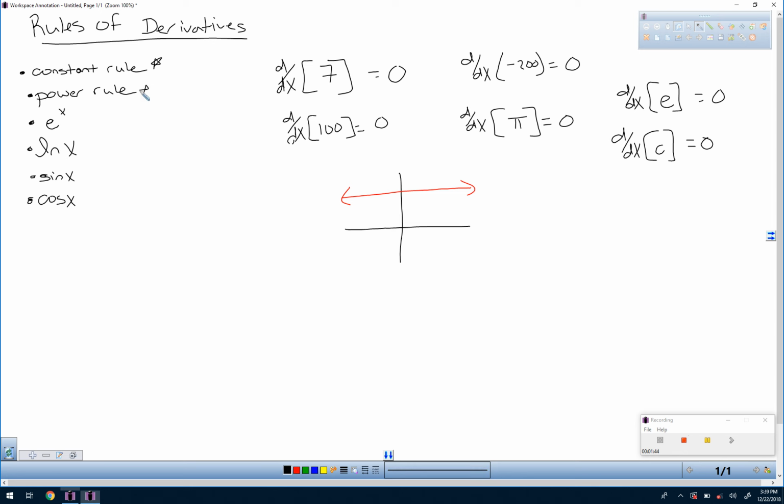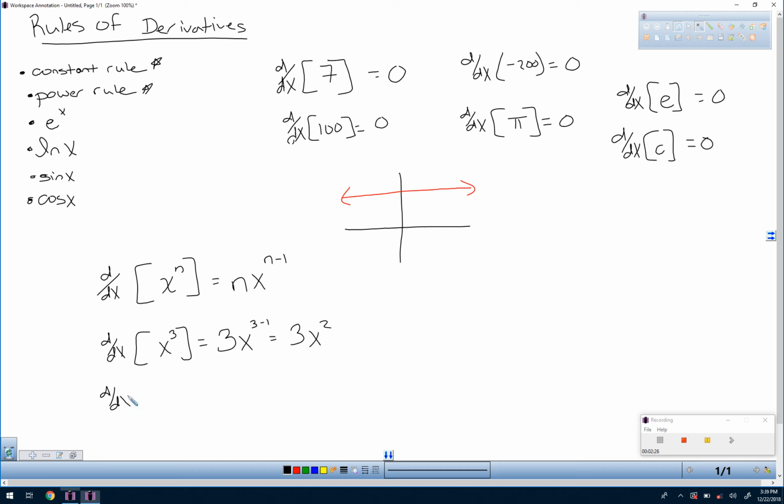Next important rule is called the power rule. What it says is if you want to take the derivative of any power of a variable x, its derivative is the power n times x to that power minus 1. So, for example, if I wanted you to tell me what the derivative of x cubed is, the answer would be the power, which is 3, times x to the power 3 minus 1. So that would be 3x squared. So the derivative of x cubed would be 3x squared.